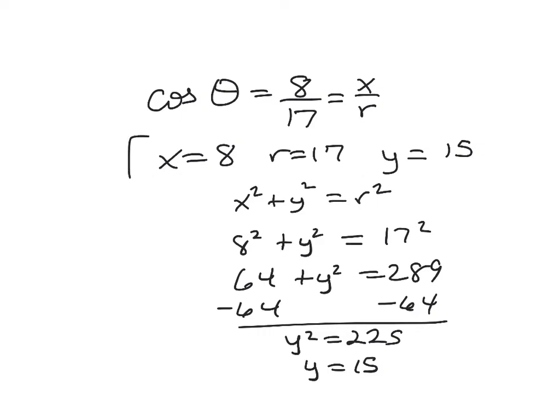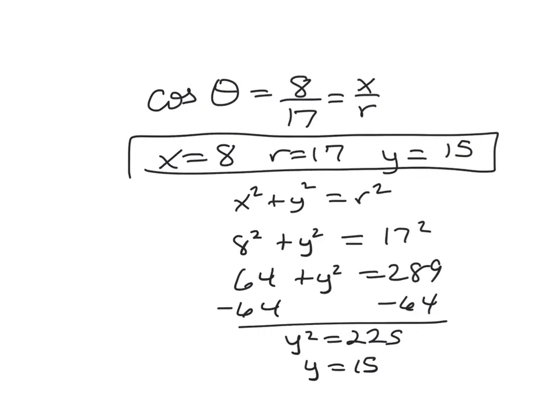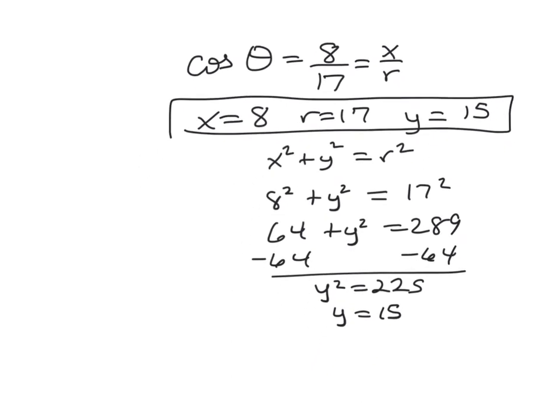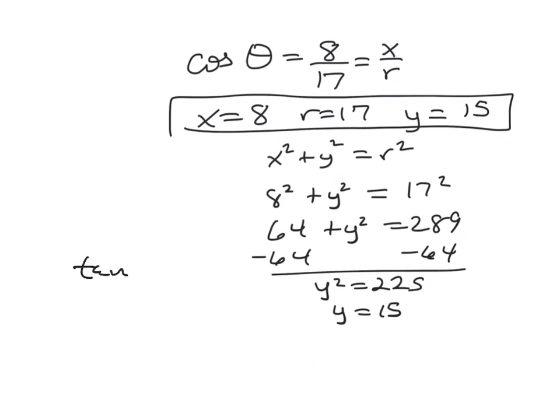Now that you have all 3 values for x, y, and r, you're going to do the same thing I just did with the 3, 4, 5, and just plug them into the 6. If it doesn't ask you for all 6, it might only ask you for tangent. So let's say the question only said, find tangent of theta, given this. Then tangent, remember, is y over x. So then you would just do 15 over 8. So that's how you're going to do the homework tonight.